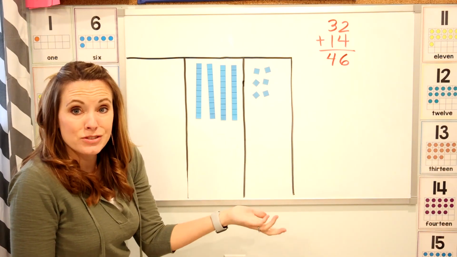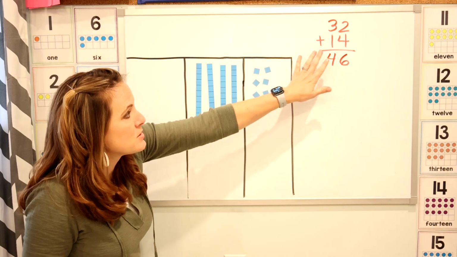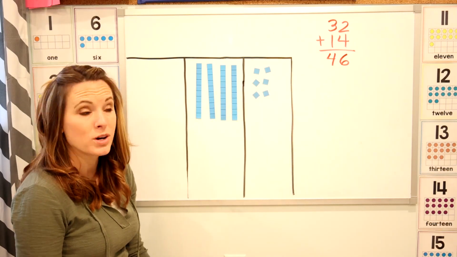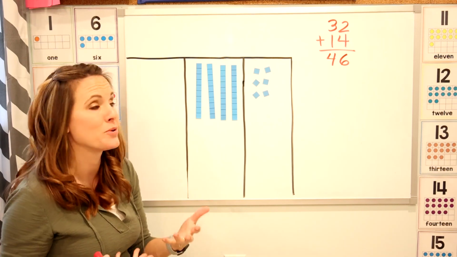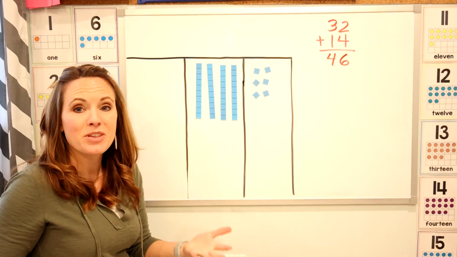Could I have added tens first? Sure. 3 tens and 1 ten is still going to be 4 tens, and 2 ones and 4 ones is still going to be 6 ones. So that didn't matter.